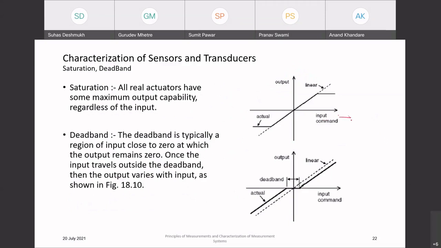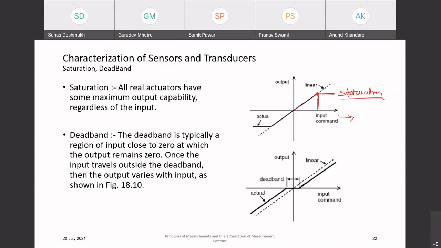Now the most important one. I'm going to give an input command to my system from this point, and up to this point I got an output. But beyond this particular input, it is not showing me any output. That is what this point is called: the saturation point. Let me take an example of a motor. I have a motor with, maybe, 12 volts as the maximum limit. I increase the voltage.